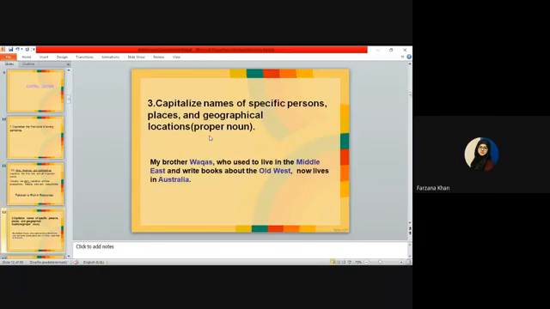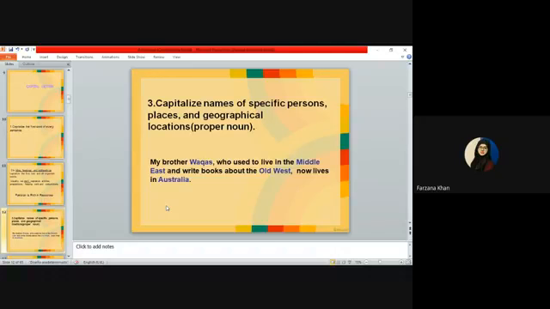The third rule is to capitalize the names of specific persons, places, and geographical locations. It means you need to capitalize the proper nouns. You need to capitalize the names of everyone when you are writing within the sentence. Here you can see Wakas, W is capitalized. You need to capitalize the names of places, Middle East. You need to capitalize the names of geographical locations, Old West. You need to capitalize the names of the countries, which is also the name of a place, Australia, A is capitalized.